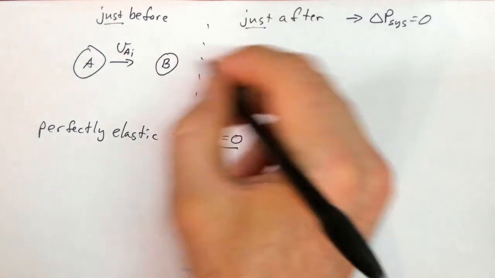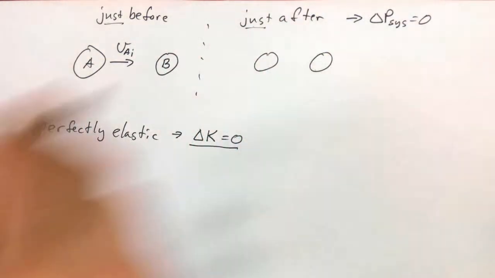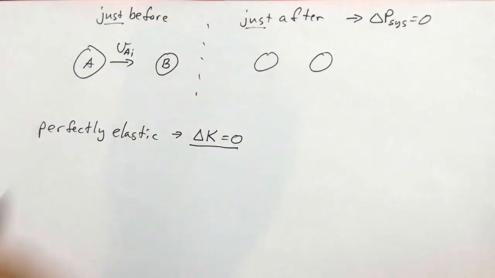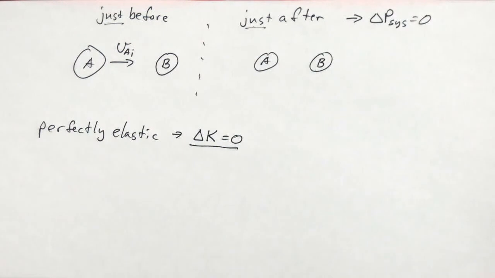And so what seems reasonable is that A and B would be moving afterwards somehow. Now I'm not going to draw vectors yet because we can come up with a variety of situations. A might continue forward or A might bounce backward. B might continue forward. It would never bounce backward, but it may not go anywhere. It just depends on how heavy A and B are.